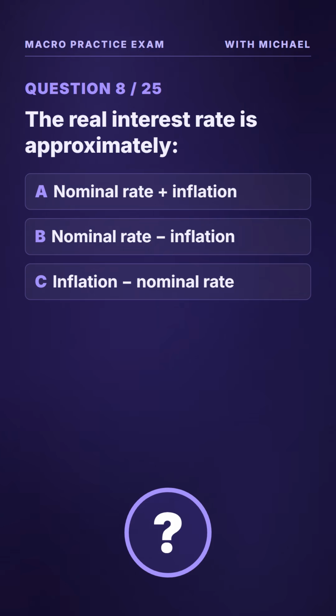Question 8. The real interest rate is approximately A. Nominal rate plus inflation. B. Nominal rate minus inflation. C. Inflation minus nominal rate.